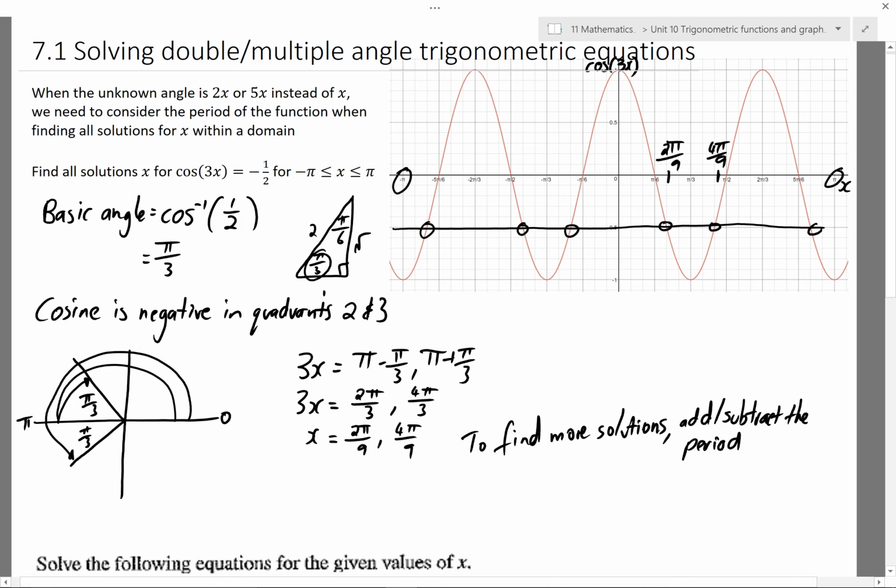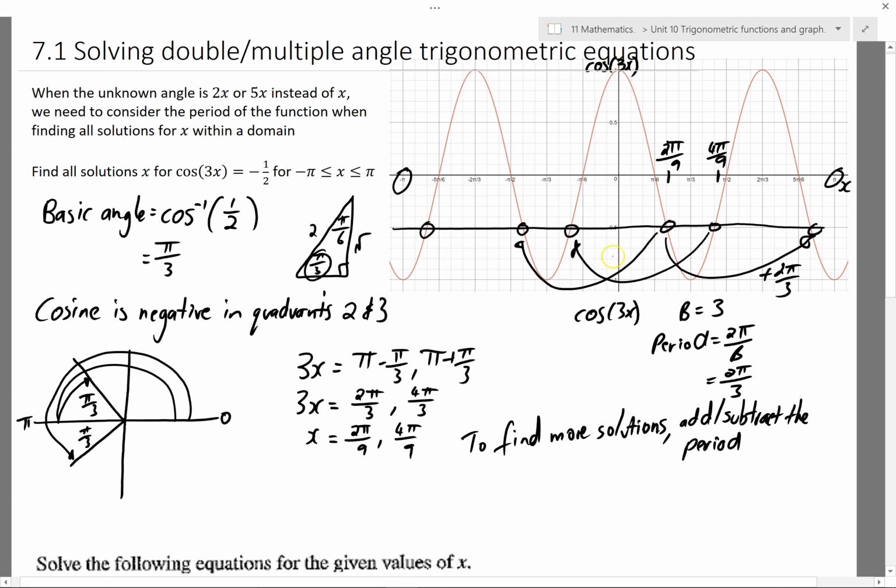So just like in the single angle equations, if we want to find more solutions, from here we'll add or subtract the period. When I look at cosine 3x, I notice that it has a b value of 3, which means that its period will be 2 pi on b, and I can substitute in 3 to get 2 pi on 3. So I've found these two solutions. To find these additional solutions, I'm going to need to add 2 pi on 3 or subtract 2 pi on 3.